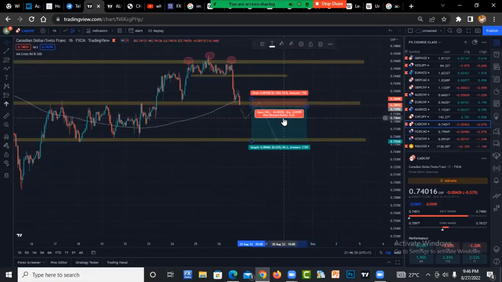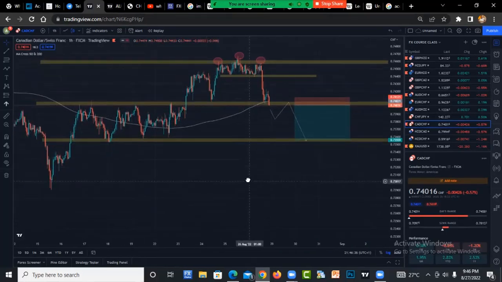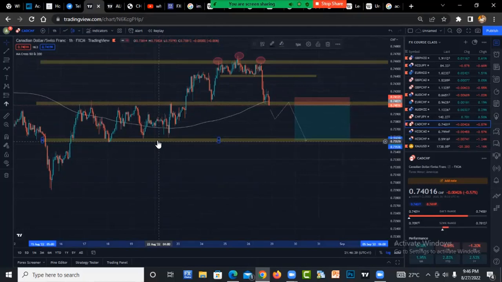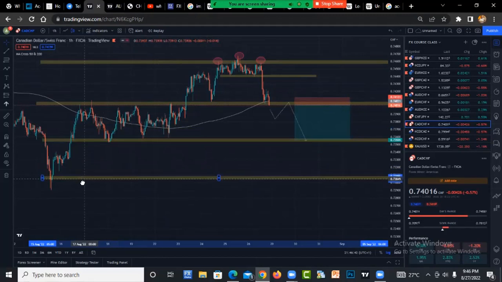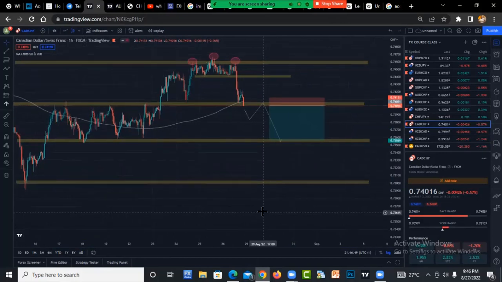Depending on what happens around here and where I'm going to come in around here. Because there's another support here. There's another support here, so you can watch out. We may see price breaking here.